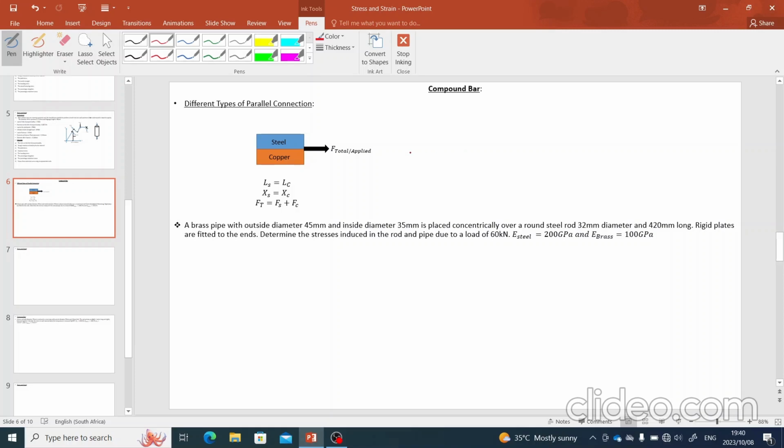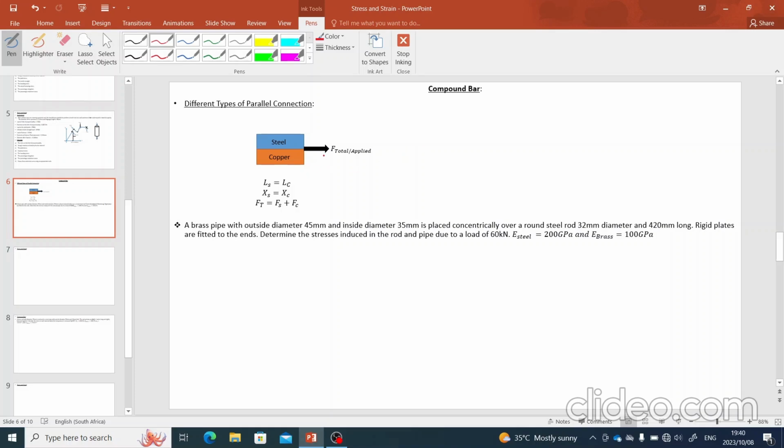We've already dealt with the series in chapter 1, stress and strain. We dealt with the series connection. Hence, in chapter 2, they don't repeat the series connection. They only repeat it when we are dealing with the change of material or the deformation of material as a result of transference of energy, heat.